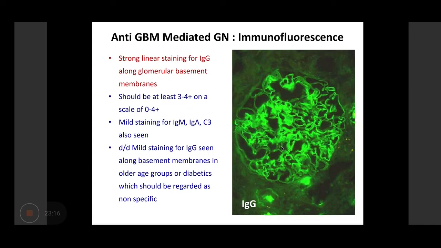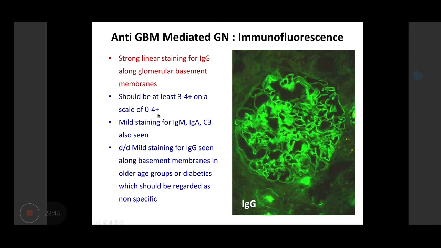The diagnostic feature of anti-GBM glomerulonephritis is, however, seen on immunofluorescence. On immunofluorescence, you will see a very strong linear staining for IgG along the glomerular basement membrane. If you look carefully, this is like a single line. You will not see the classical granularity that you see in immune complex mediated disease. And this intensity of staining should be at a scale of 3 to 4 plus.